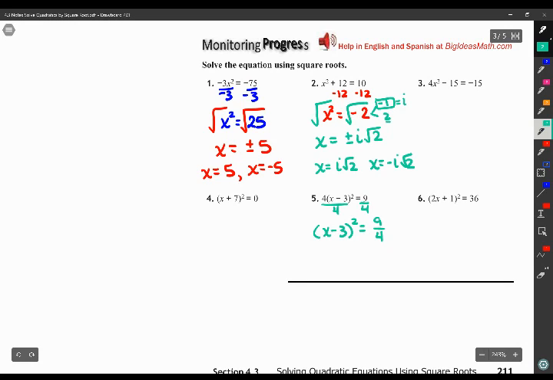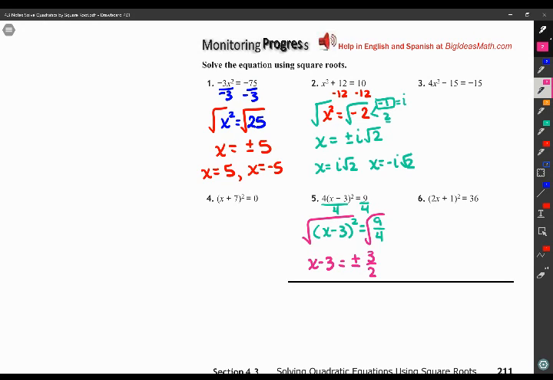And you can divide that out as a decimal if you want to. I usually just leave it as a fraction. Take the square root of both sides. So you get x minus 3 is equal to plus or minus the square root of 9, which is 3, over the square root of 4, which is 2. Again, plus or minus because I drew the square root sign.